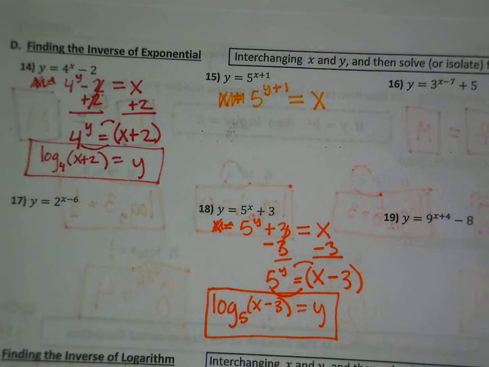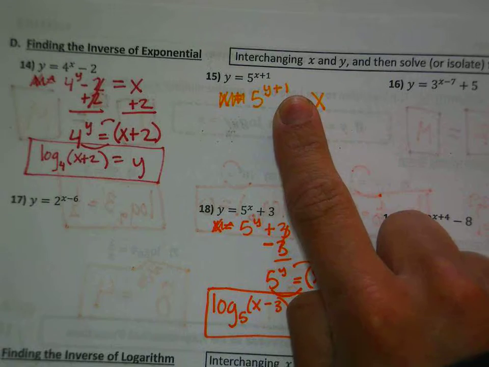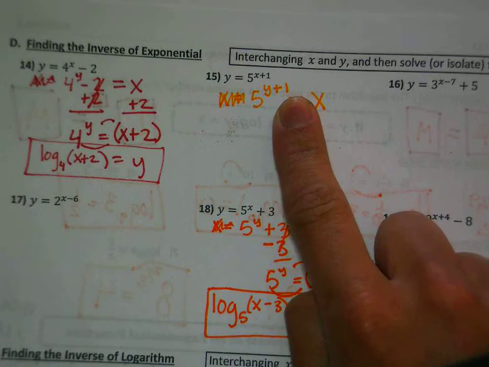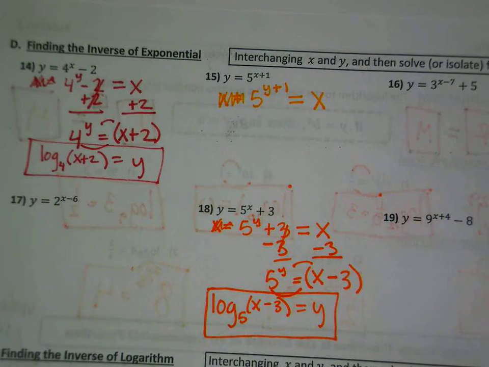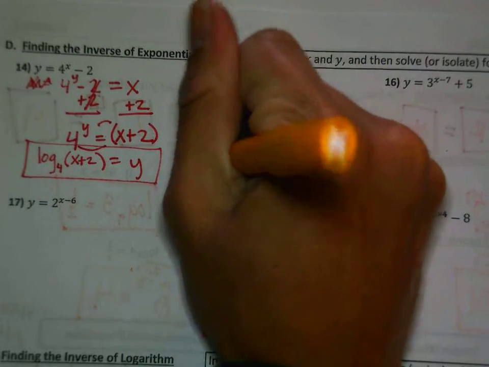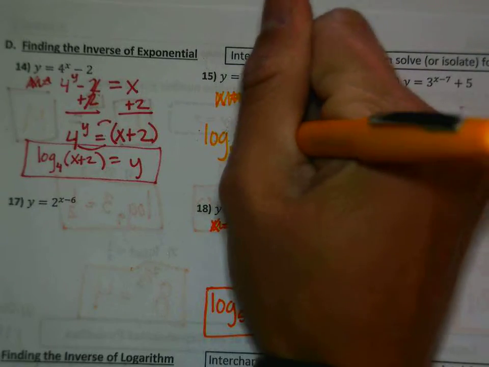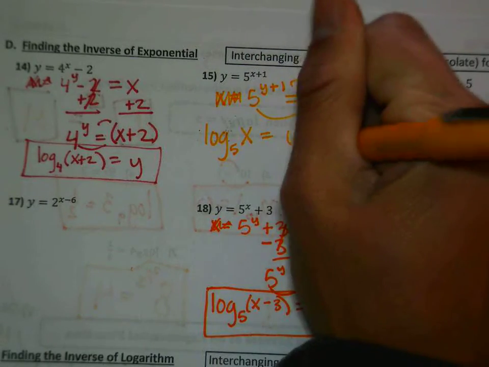Can you get rid of that 1? Oh, no, wait, it's up top. Sorry. No, because it's an exponent, so you can't get rid of the 1. So we are going to put it in log form because there's nothing I can do over here. So we're going to say log base what? 5 of x equals y plus 1.